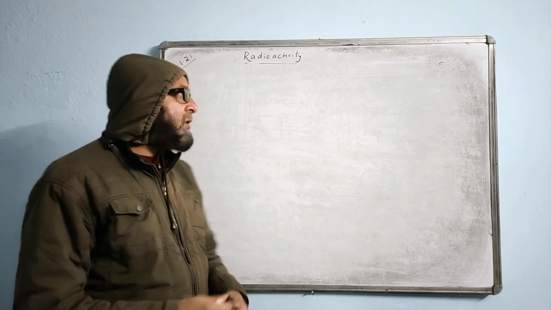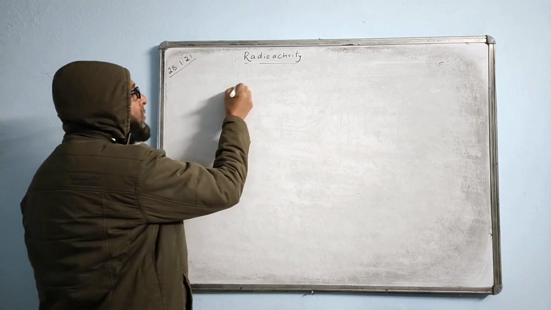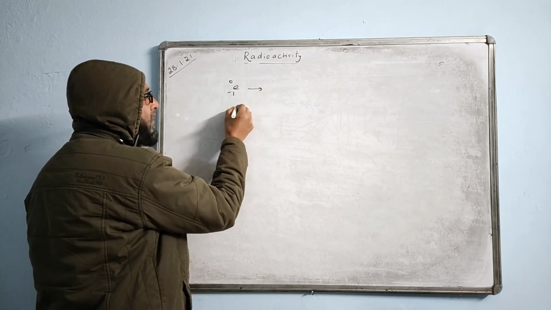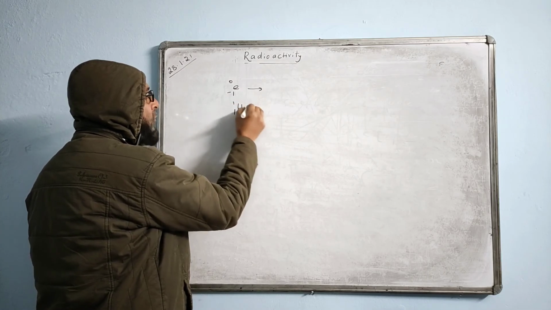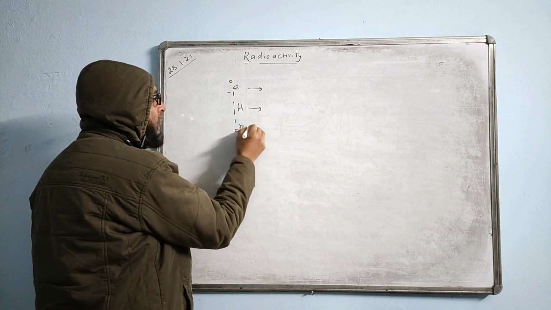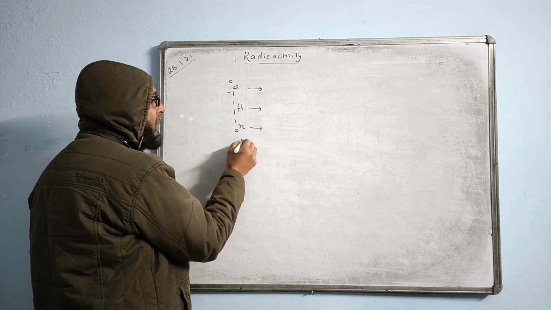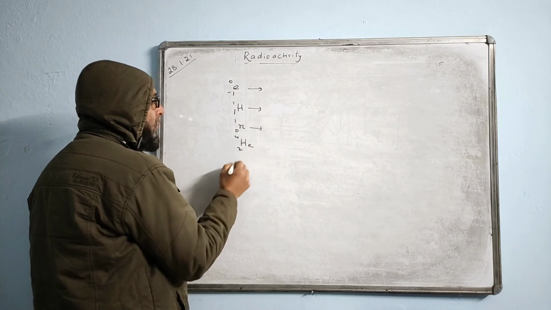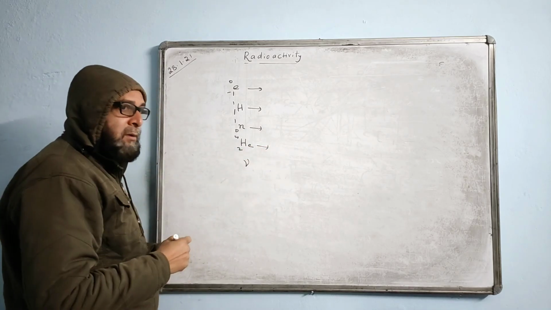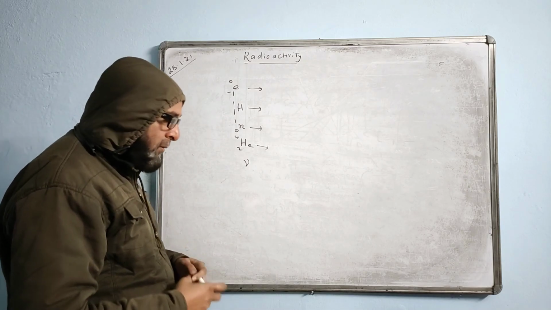Did I teach you about this one? The symbols I taught you: electron we write like this. This is called electron or beta particle. 1s1 we write for proton. Neutron we write like this. I told you already. Alpha particle we write like this, 2, 4. And the gamma is this gamma. These are the symbols. I already taught them.